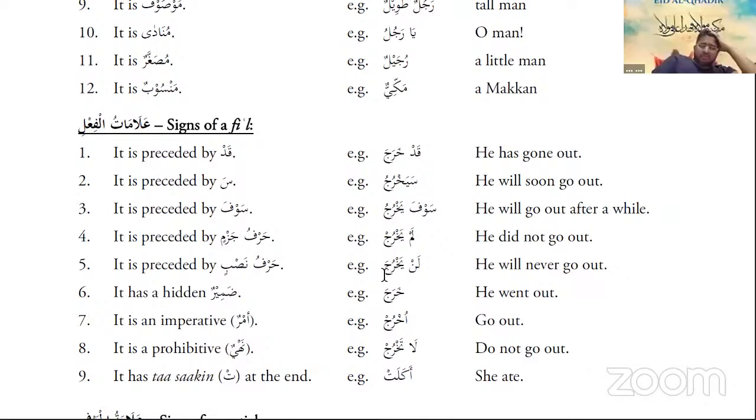Then imperative, amr. Ukhruj. Excellent. Go out. That's a nice one. It is a prohibitive, nahi. So whenever la comes in front of a present tense verb, it gives the meaning of do not go out.